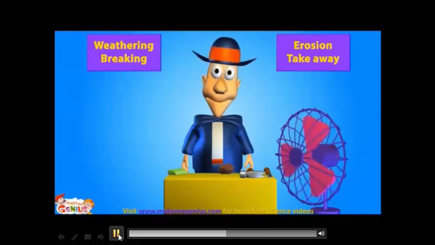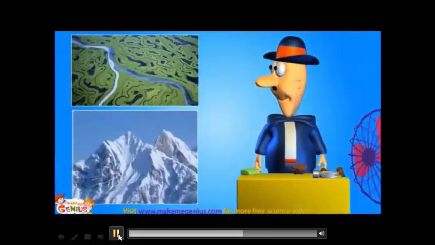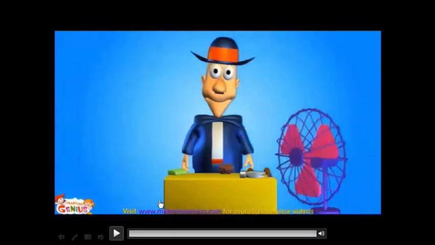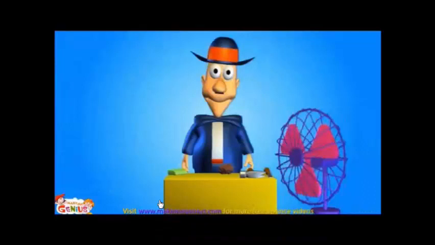Weathering and erosion cause many changes all around us. Look at these pictures. Mountains, rivers, and many more things keep changing their size and shape due to weathering and erosion. By this we understand that all these changes can happen because of the effect of weathering and erosion.